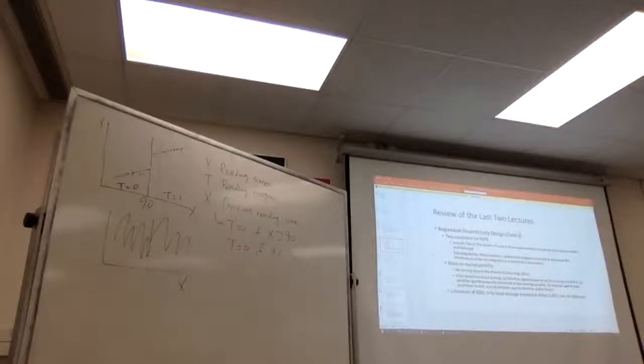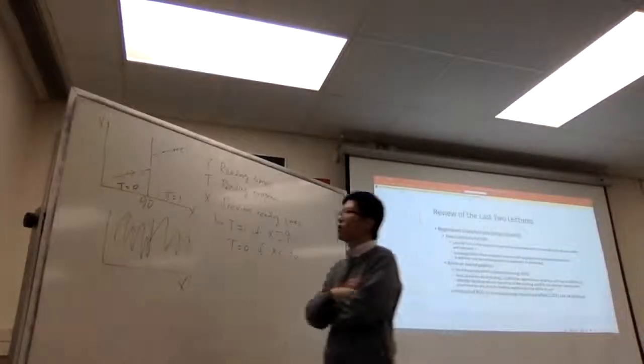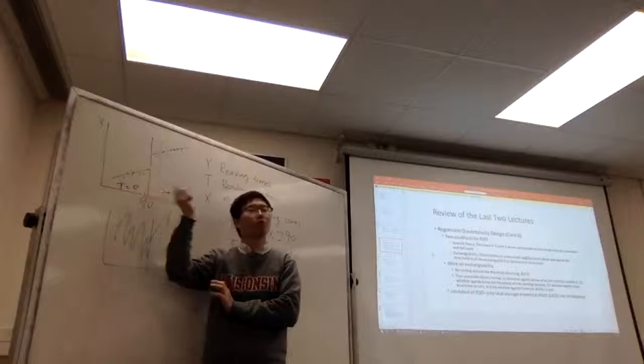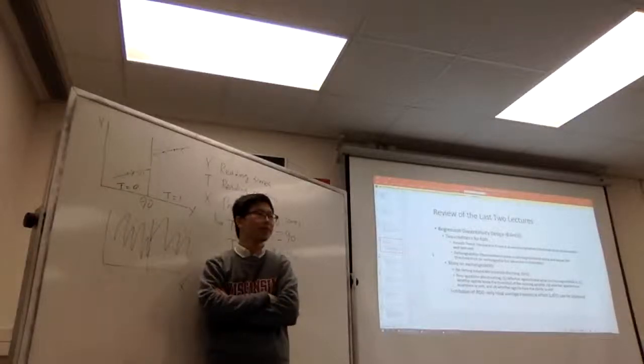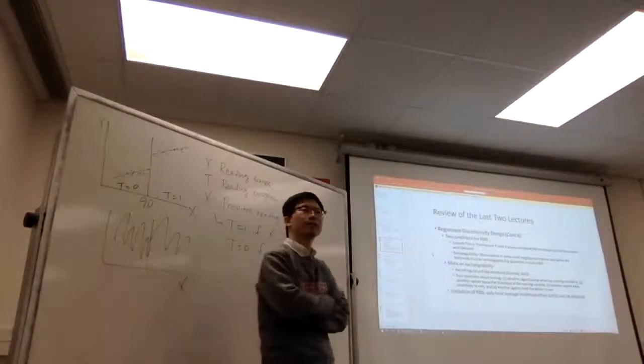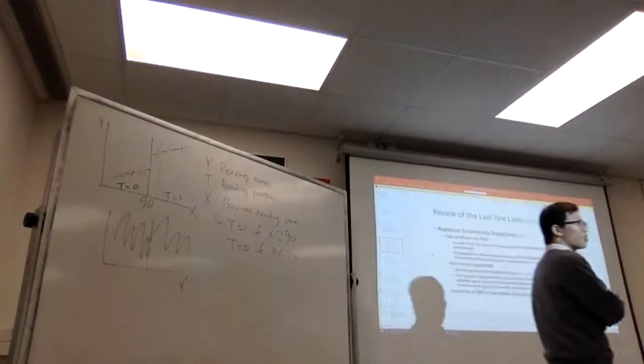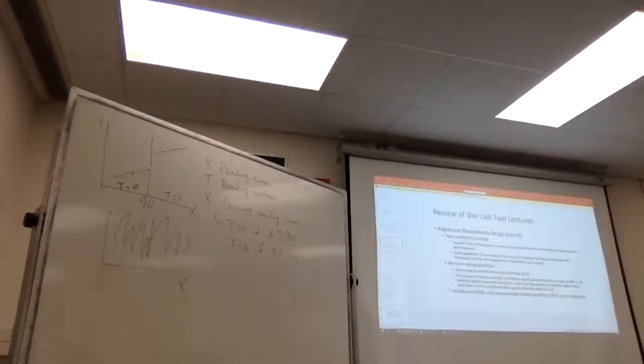The biggest limitation of RDD would be that the average treatment effect can only be identified and estimated within this narrow window. So you cannot really generalize your finding to the overall population. That's the limitation. So the LATE here is a little bit different from the LATE of IV.